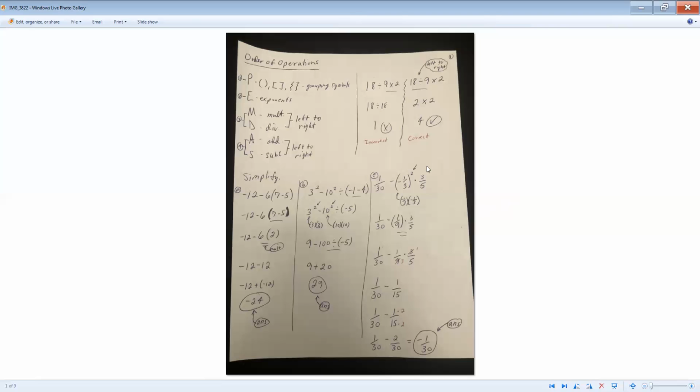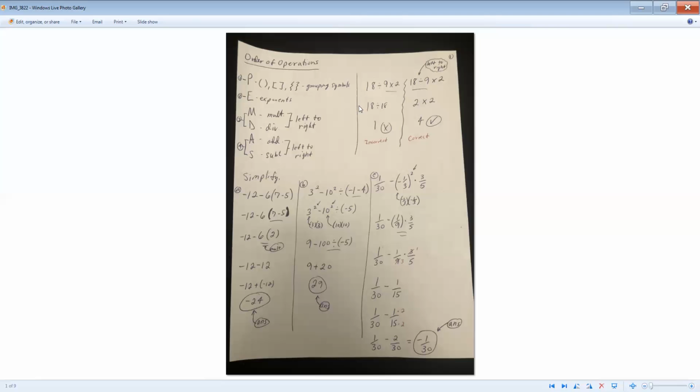Here I'd like to do a simple example before we actually get into it: 18 divided by 9 times 2. If you go in the order of the lettering, you would jump to multiplication first. So 9 times 2 would be 18, then 18 divided by 18 is 1. That actually is incorrect.